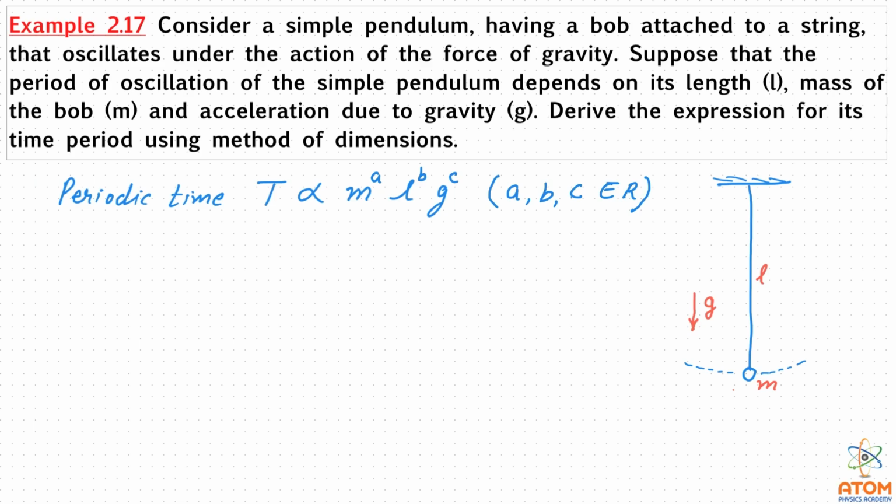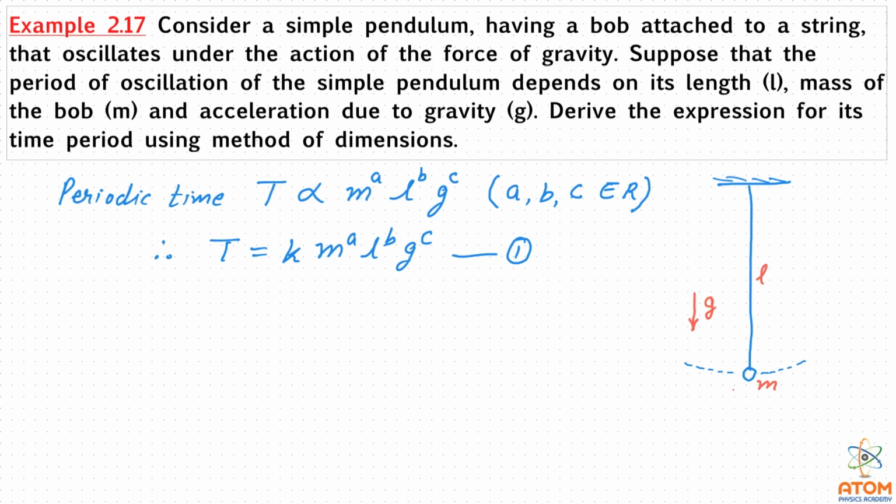So now I can write this equation with an equal to sign and putting a proportionality constant k, and then m raised to a, L raised to b and g raised to c. Let me name this as equation number 1. Mind well, this k is a proportionality constant and it is dimensionless.